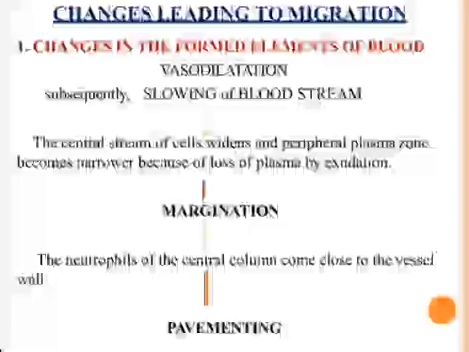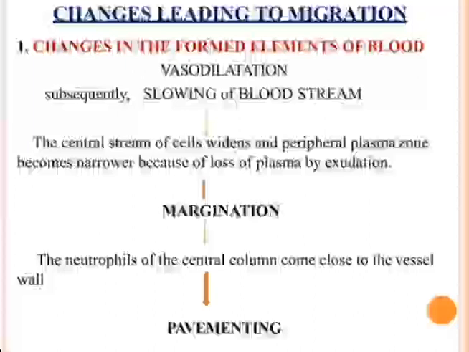Changes leading to the migration. Changes in the formed elements of the blood. One is vasodilation, slowing of the bloodstream. The central stream of cells widens and the peripheral plasma zone becomes narrower because of loss of plasma by exudation. Then this causes the margination.